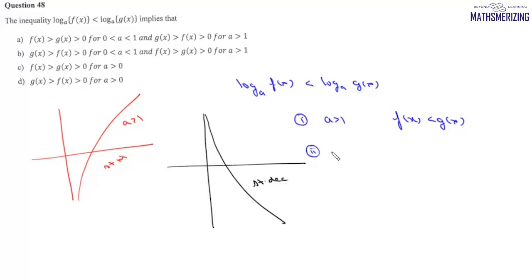But if a lies between 0 and 1, in this case it'll be strictly decreasing, and when we take the anti-log, the sign of inequality will reverse. Then we'll get f(x) is greater than g(x). So the answer to this question will be f(x) is less than g(x) when a is greater than 1, and f(x) is greater than g(x) when a lies between 0 and 1, and that's your option number A.